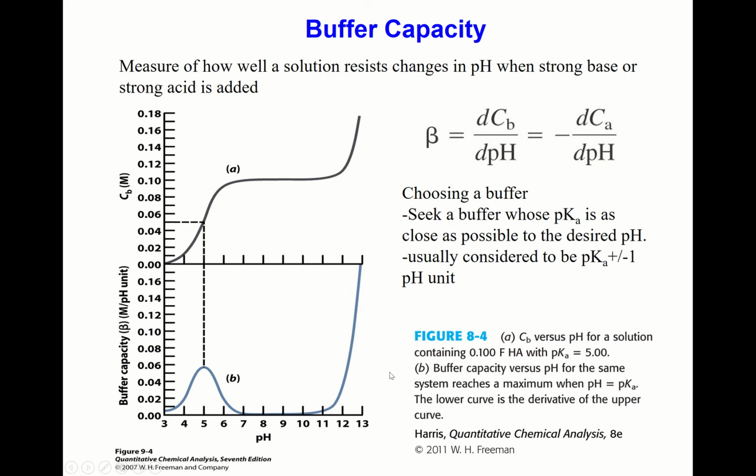And practically, a good buffer is one where pH is controlled between pKa plus or minus 1. In this case, 5 plus or minus 1 is 4 to 6. In this region, a good buffer actually works, because the maximum buffer capacity is obtained at pH 5. That's the empirical result.